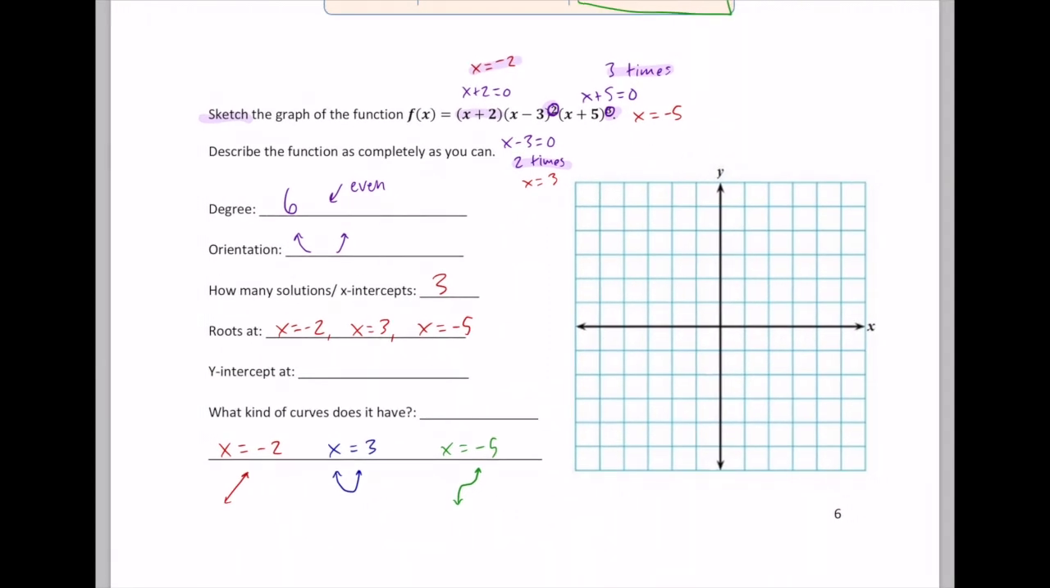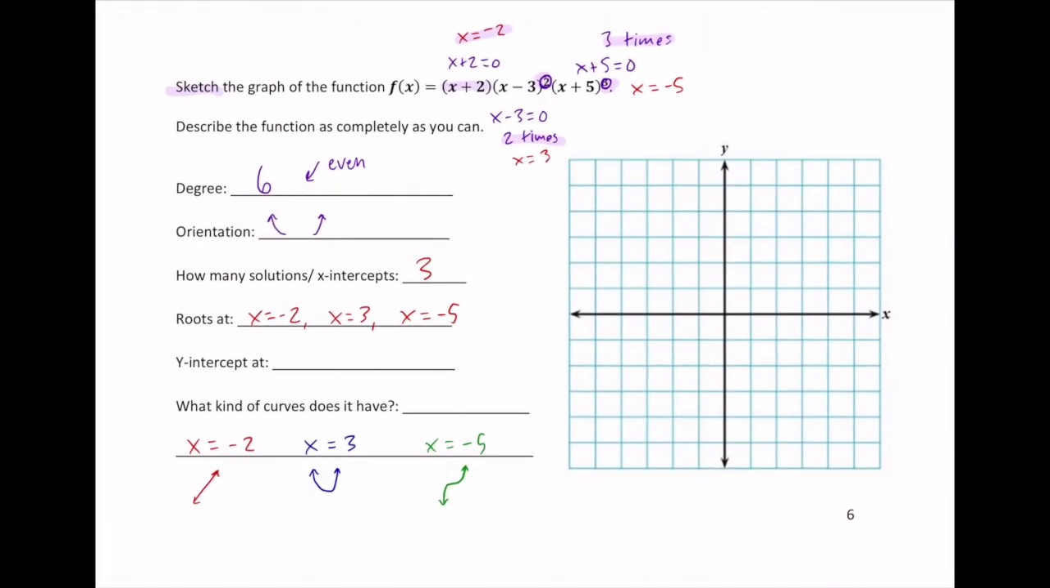So we're going to use all this information to help us graph this. So let's actually go to the roots. Let's go to x is equal to negative 2. That happens right here. We know for sure that the graph is just going to pass straight through in a straight line. At x is equal to 3, we know that the graph is going to bounce there. It's going to look like a U shape. And at x is equal to negative 5, we're going to have that bendy S kind of shape.